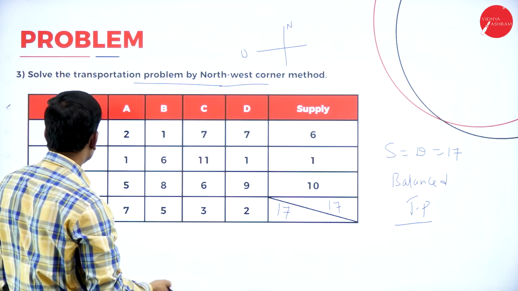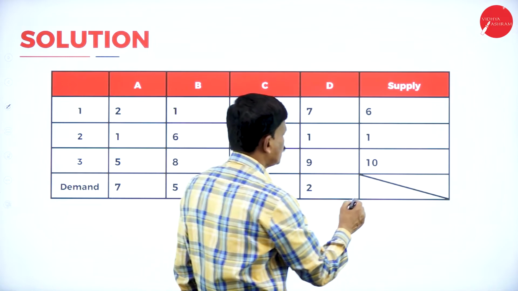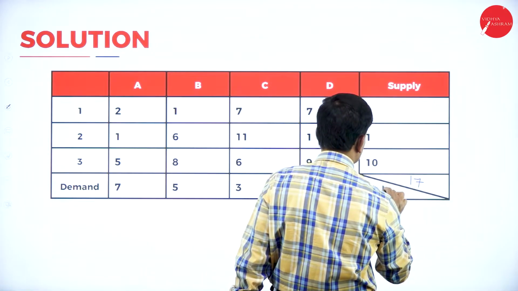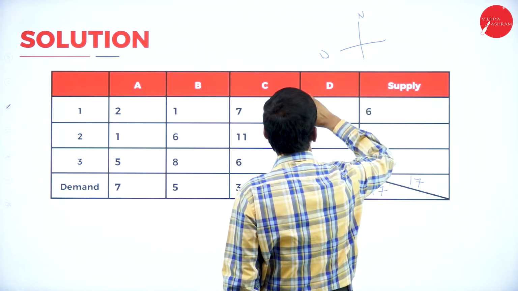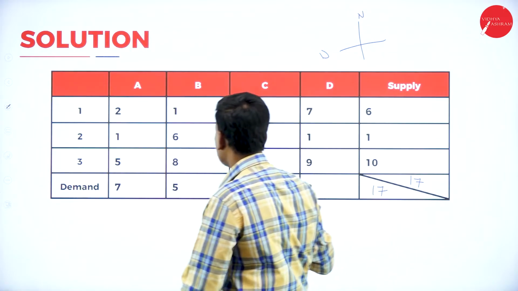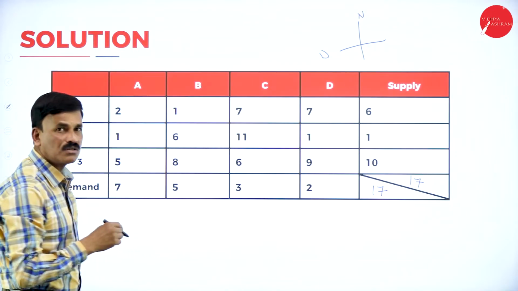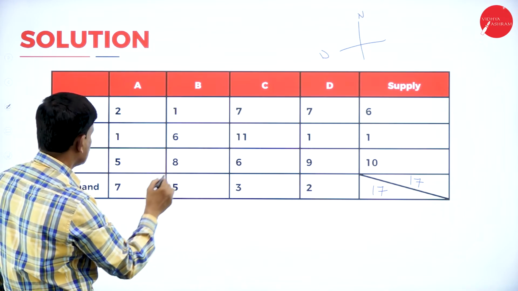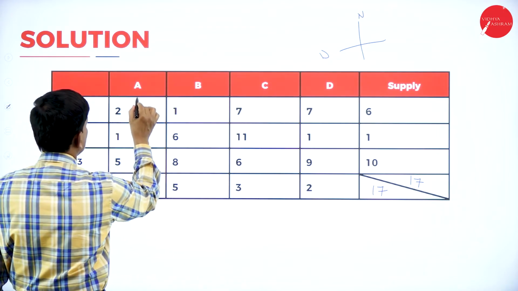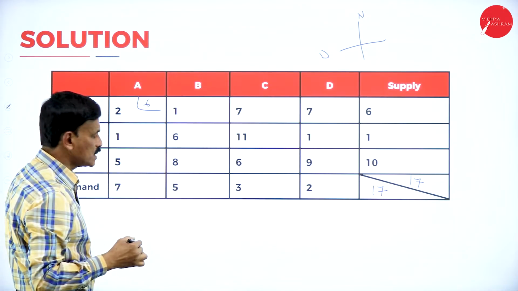Okay. Now let's go to the next page. So the total supply and the total demand are 17, equal to 17. Now, northwest. Just here, which is the first element? 2 is the northwest element. Now what is the minimum of supply and demand? Supply is 6, demand is 7. So the minimum is 6. I can allocate 6 here.